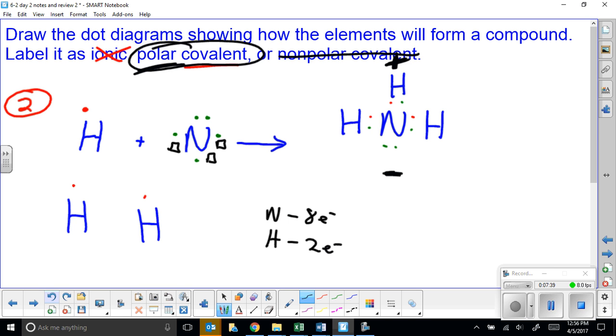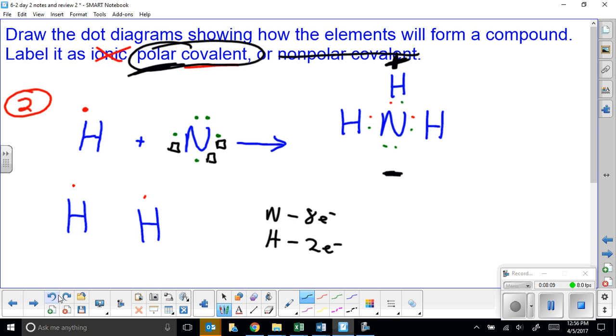And anytime hydrogen is forming a molecule with a different nonmetal, not itself, but forming a molecule with nitrogen or oxygen or fluorine or chlorine or sulfur or phosphorus, bromine or iodine, it's going to be polar because that hydrogen is only going to have 2 electrons around it, and that other nonmetal is going to have 8. And that's what's going to make it polar covalent.